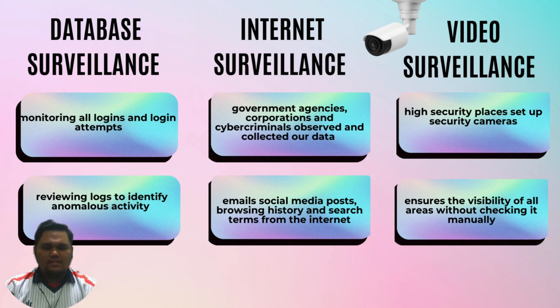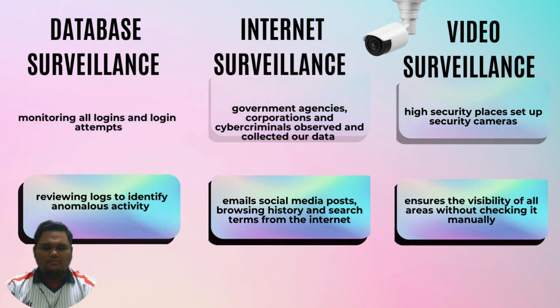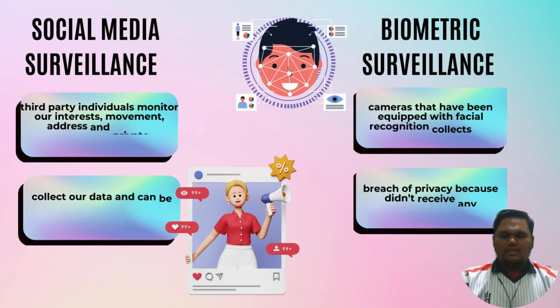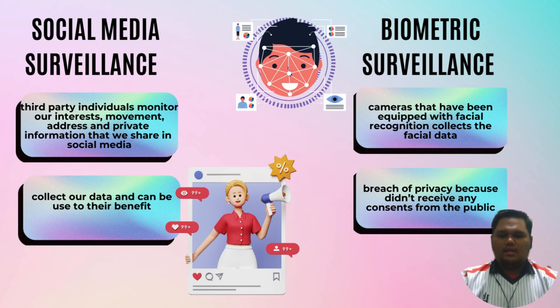For video surveillance, high security places set up security cameras. This is to ensure the visibility of all areas without checking it manually. For social media surveillance, third-party individuals monitor our interests, movement, address, and private information that we share in social media. They collect our data and can be used to their benefit.